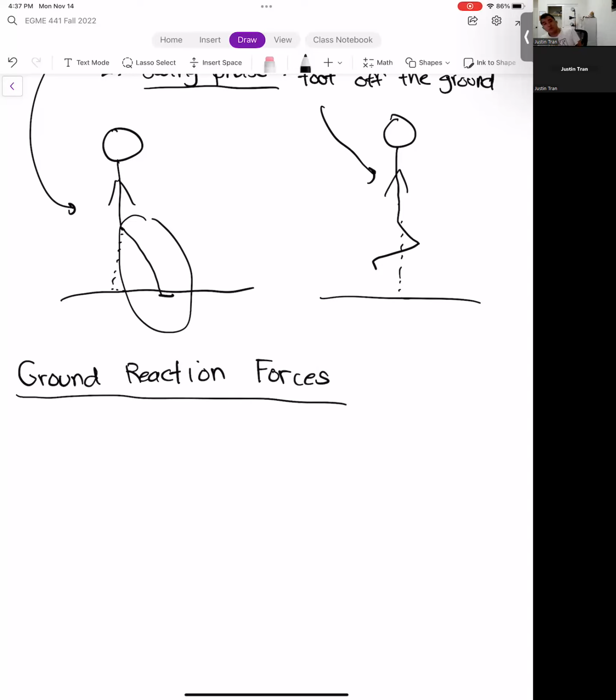Okay, so the idea with the ground reaction forces is that, as a person walks and as you interact with the world itself, there are going to be external forces that act on your body, and it's only those external forces that can actually propel you forward or move you in some different way.